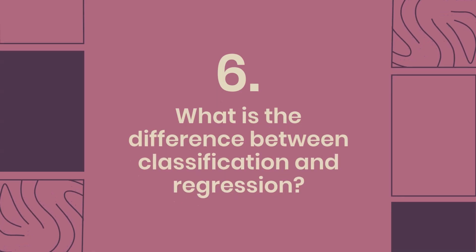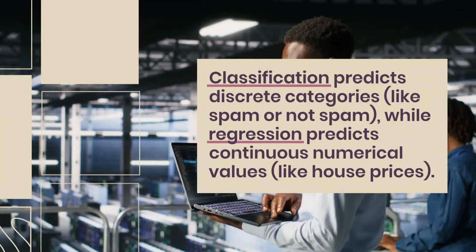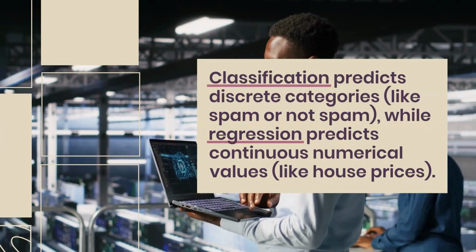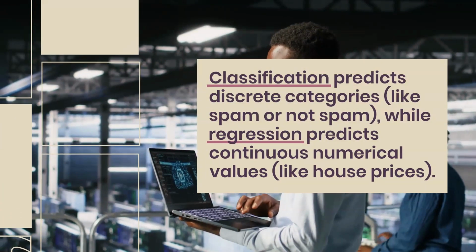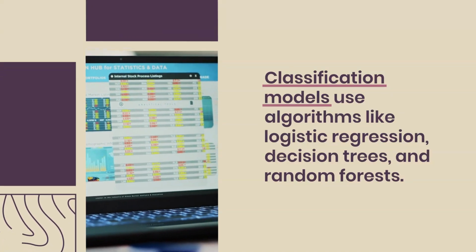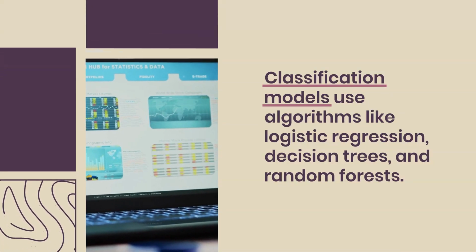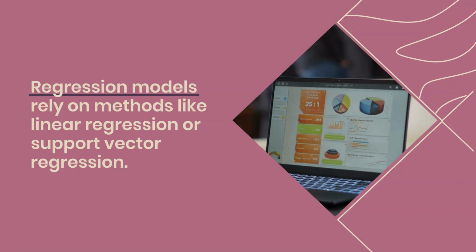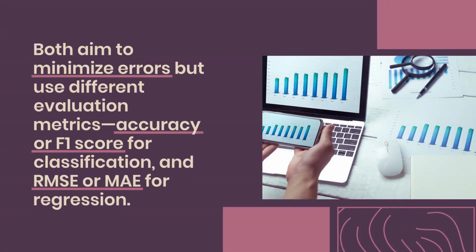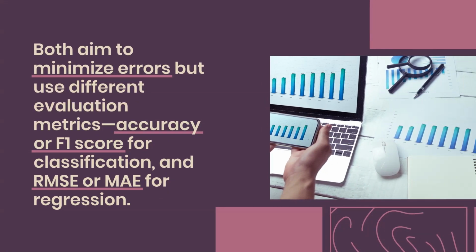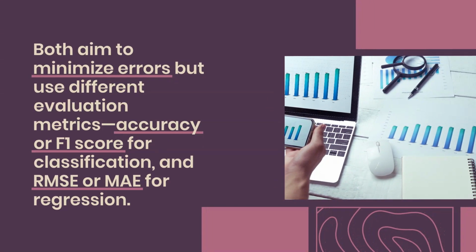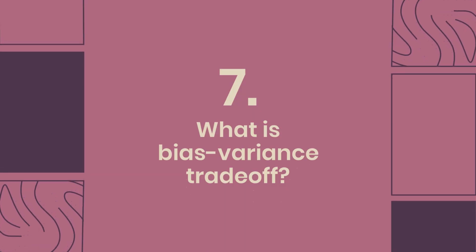6. What is the difference between classification and regression? Classification predicts discrete categories, like spam or not spam, while regression predicts continuous numerical values, like house prices. Classification models use algorithms like logistic regression, decision trees, and random forests. Regression models rely on methods like linear regression or support vector regression. Both aim to minimize errors but use different evaluation metrics: accuracy or F1 score for classification, and RMSE or MAE for regression.